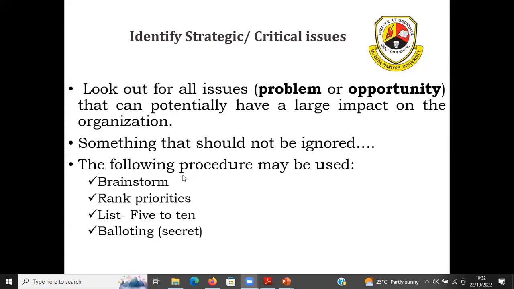Now, use the team that you have selected to brainstorm on what are the problems and what are the opportunities. Then rank them in terms of priorities. List them and see which one comes first. You can actually vote, just have a secret ballot to say which one should we handle first, which one should we really focus on? Because you also don't want something that is too ambitious, that at the end of the day, when you evaluate, you find that you cannot afford what you want to achieve.